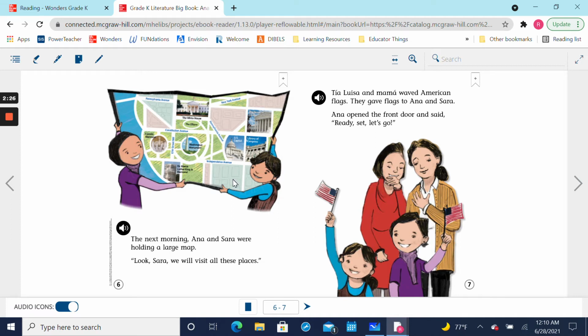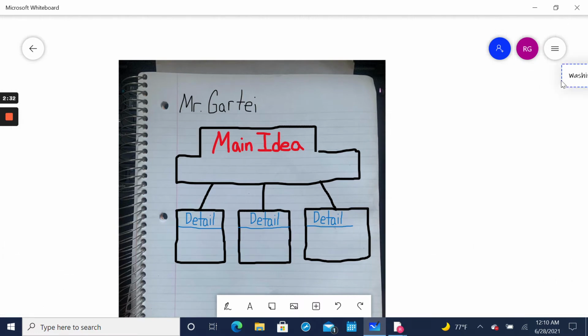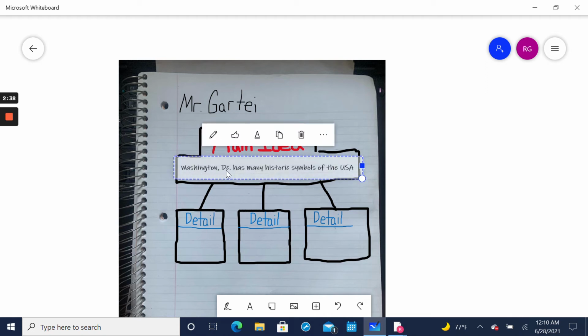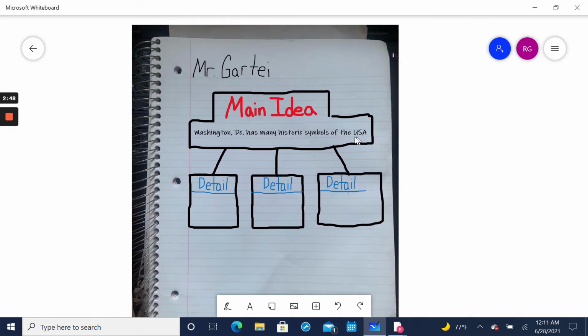And so the first thing that we're going to put on our graphic organizer is the main idea. And the main idea is that Washington, D.C. has many historic symbols of the USA. And so we're going to write that here. Pause this video if you need to make sure that you copy this down.